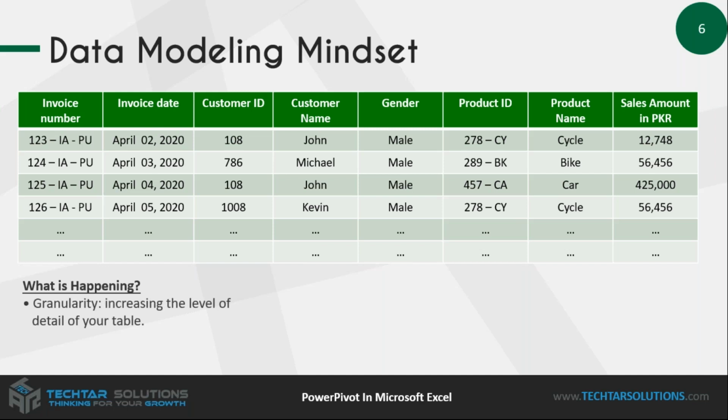We are increasing the level of detail in our table, and we are also duplicating the information. For example, customer ID 108 contained information of Mr. John, who is male. On the third row, the same person comes on another day, that is April 4, 2020. Again, we record Mr. John, male, with customer ID 108. For example, imagine this customer is a regular customer and comes once a week. So for 52 times, we are recording his information in our Excel spreadsheet.